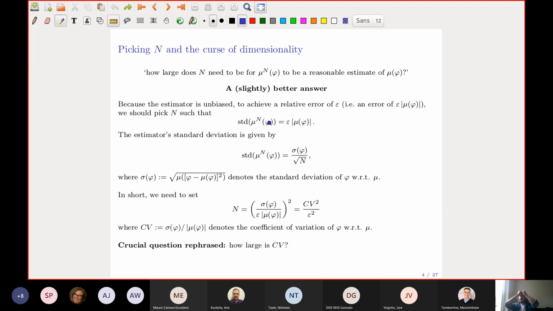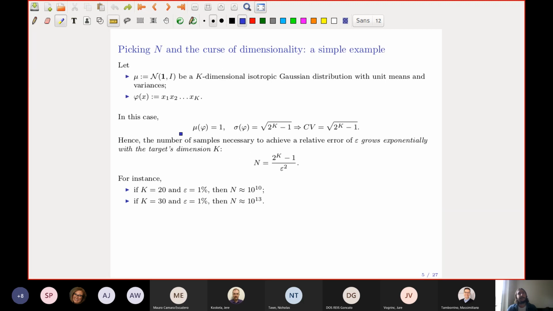And I found it a little bit shocking how easy it is to build examples in which this coefficient of variation grows ridiculously quickly with the dimension, and in such a way that the number of samples that you would need for the IID estimator to give you any sort of reasonable estimate quickly gets out of hand, and it becomes an untenable thing to do in practice. So here's the first example we thought of, which turned out to display this kind of behavior.